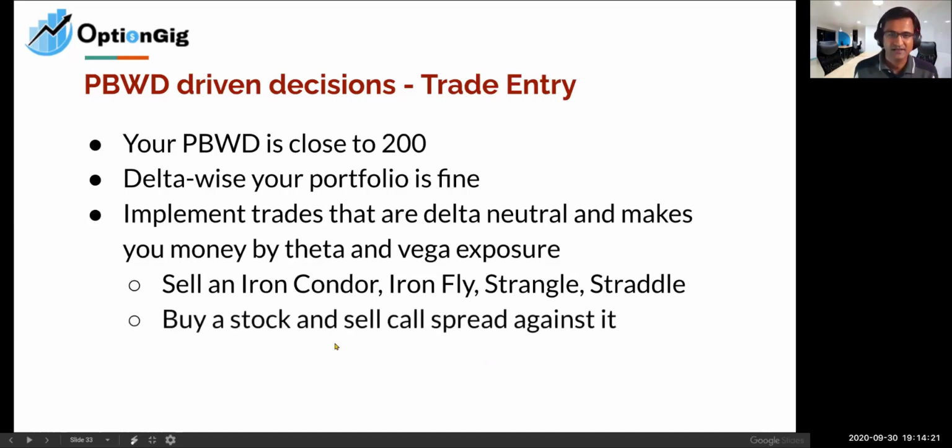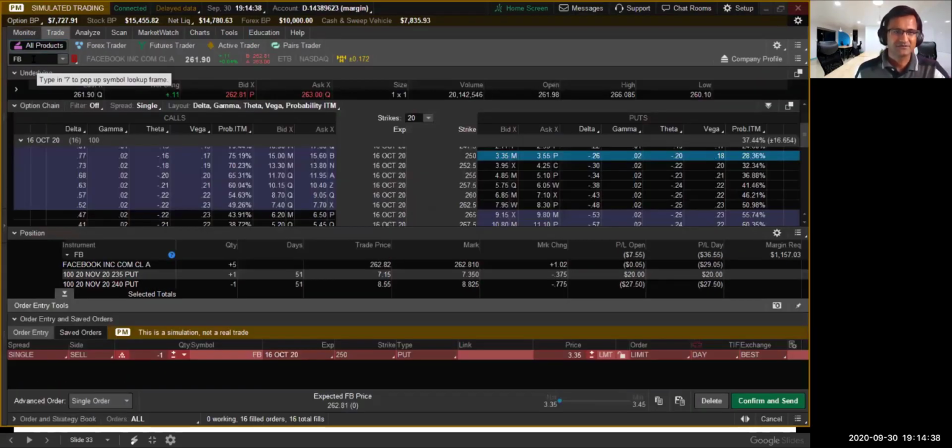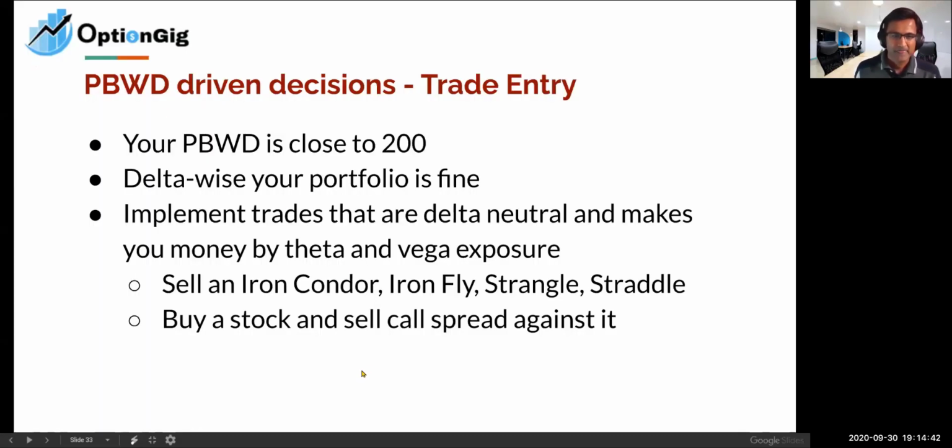Or you can buy a stock and sell a call spread against it. Maybe you buy 40 or 30 shares. Let's say you are interested in FB, buy 30 or 40 shares and maybe sell a call spread against it. So let's do some of these examples right here. Let me just finish this, then probably go to examples.